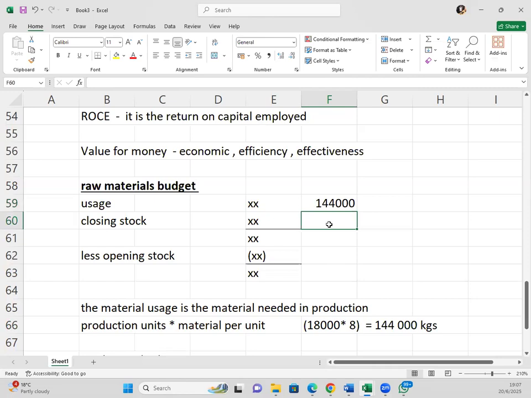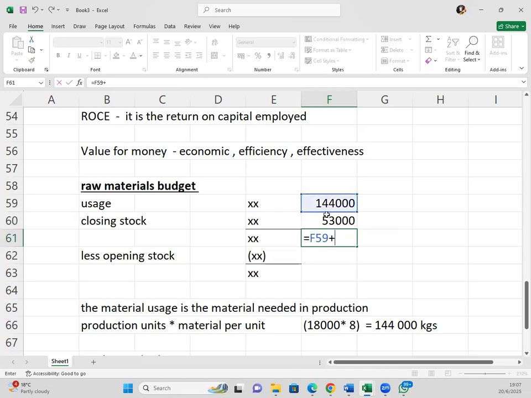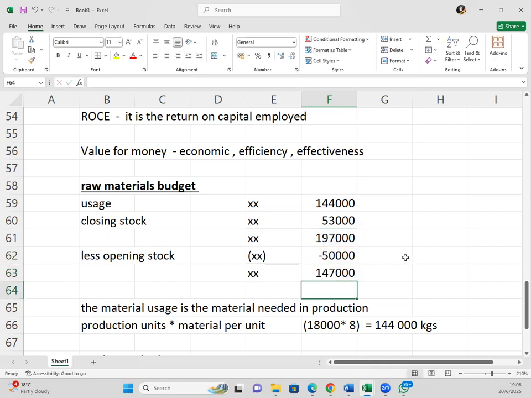Then we are supposed to remain with a closing stock of how much in raw materials? What's our closing stock of raw materials? 53,000. So we are going to use 144, but we want to remain with 53. So in total, how much do we need? It means we need 197. But we already had some material in stock. How much was the opening inventory? 50,000, yes. So how much should we buy? The raw material that we need to buy is 147,000 kgs.